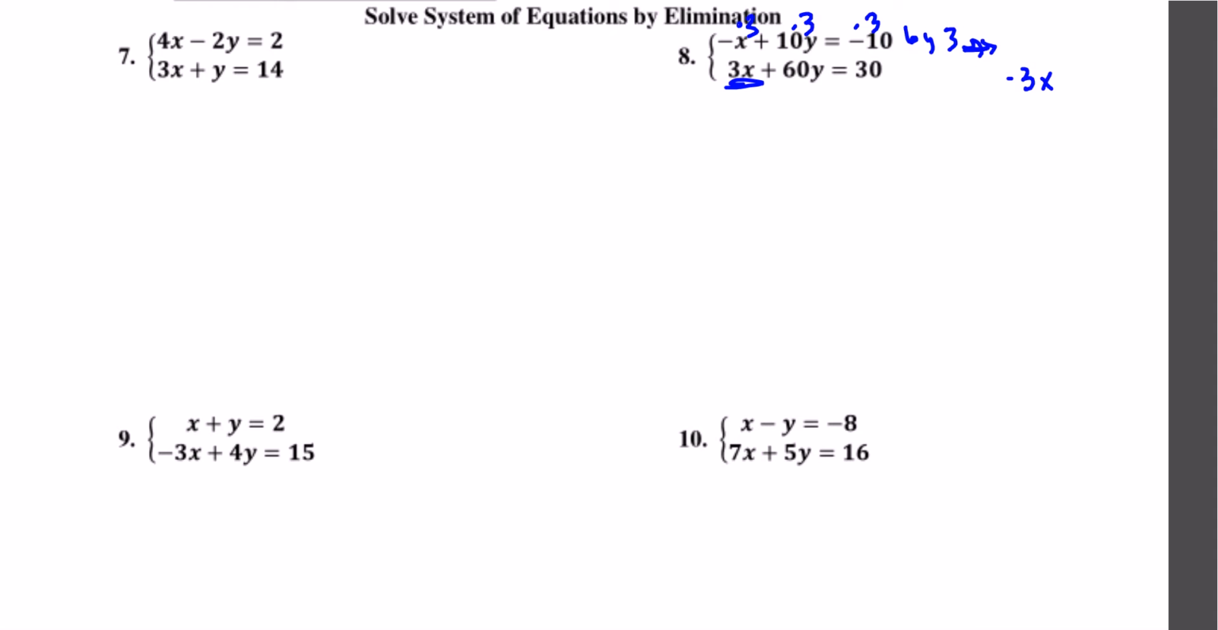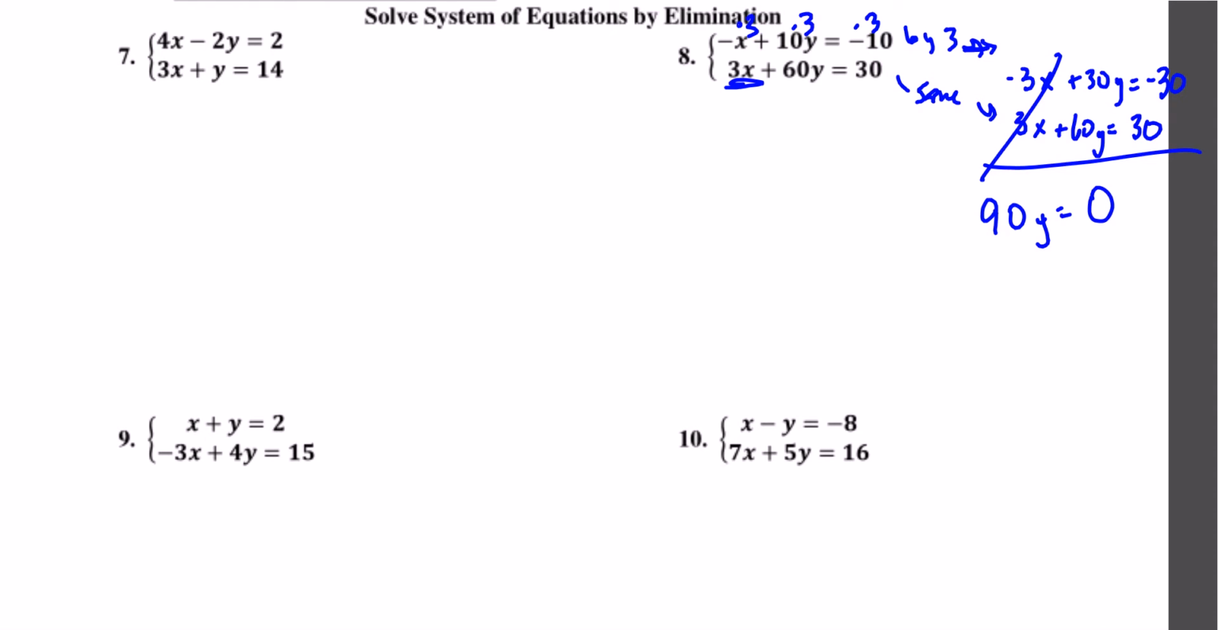So this top is going to turn into negative 3x plus 30y equals negative 30. And the bottom I'm going to keep the same, so it's going to become 3x plus 60y equals 30. Now the x's cancel. I get 90y equals 0. Now a lot of people get confused here because of the 0, but you can divide 0 by anything. So I'm going to divide by 90 on both sides. I get y equals 0.